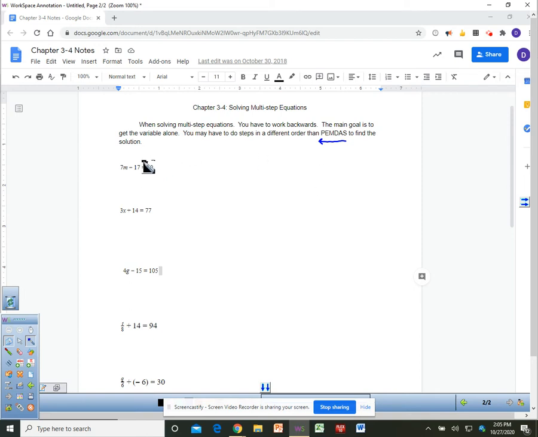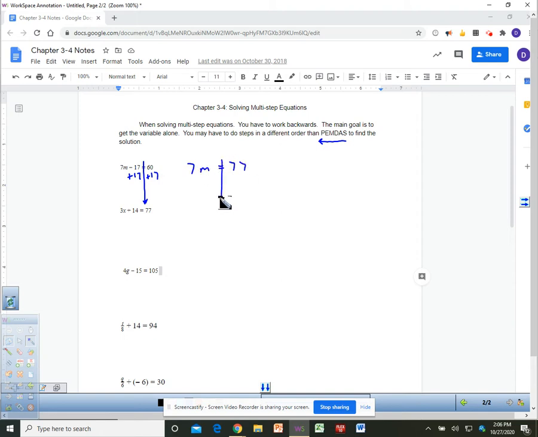So we're still going to drop our anchor. And when we do that, we're going to start by getting rid of all my addition and subtraction. Okay, so I have a minus 17, so I have to get rid of that. So plus 17 to both sides. And that leaves me with 7m equals 77.